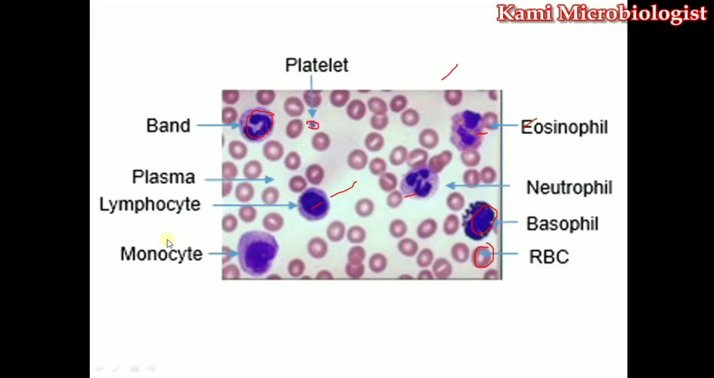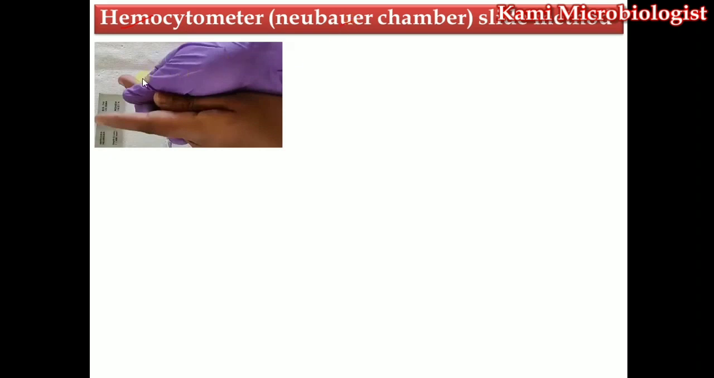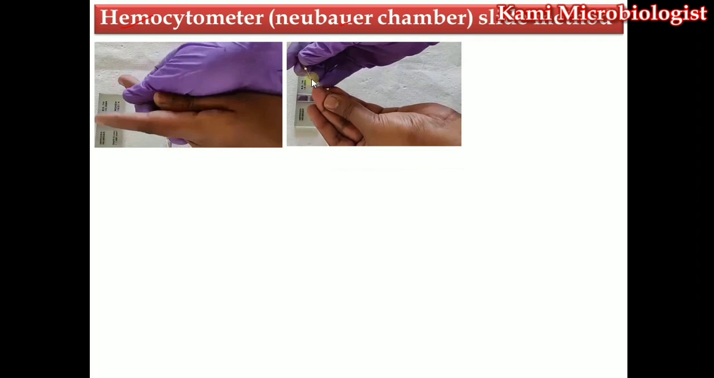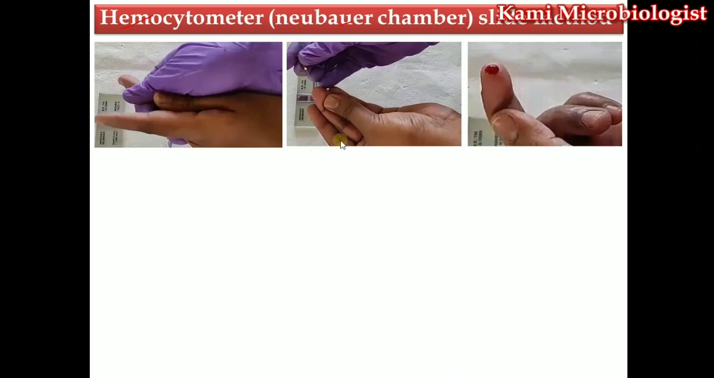Now this is the simple slide method, used whenever you want to find out the TLC by the simple slide method. Then let's see how you can find the TLC using a hemocytometer or Neubauer chamber. First of all, you have to wrap your finger. Once your finger is wrapped, you have to prick it using a sterilized needle. Once it is pricked, the blood will come out, as you can see.